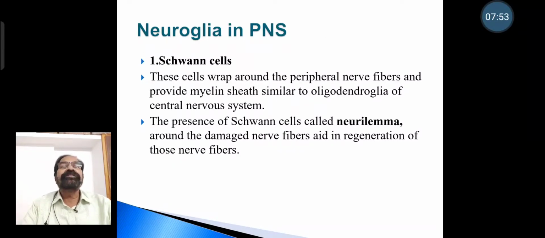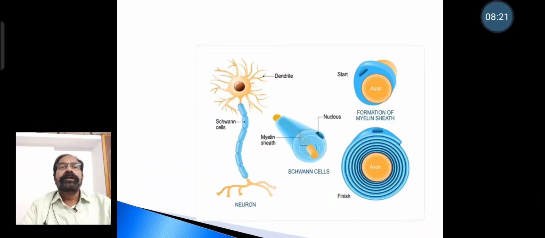Neuroglia in the peripheral nervous system. Schwann cells. These cells wrap around the peripheral nerve fibers and provide myelin sheath similar to oligodendroglia of the central nervous system. The presence of Schwann cells, called the neurolemma, around the damaged nerve fiber aids in regeneration of those nerve fibers. So the Schwann cell is shown in this picture.